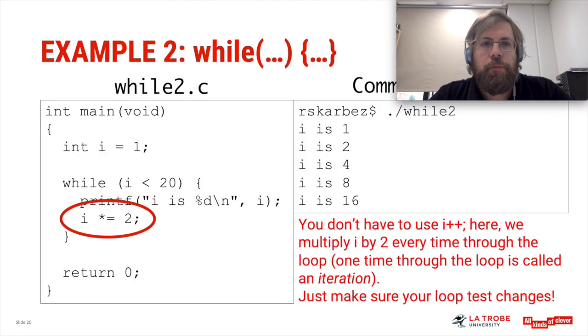Okay? Here's another example of a while loop. We initialize i to 1. We say while i is less than 20, print out the value of i, and i times equals 2.